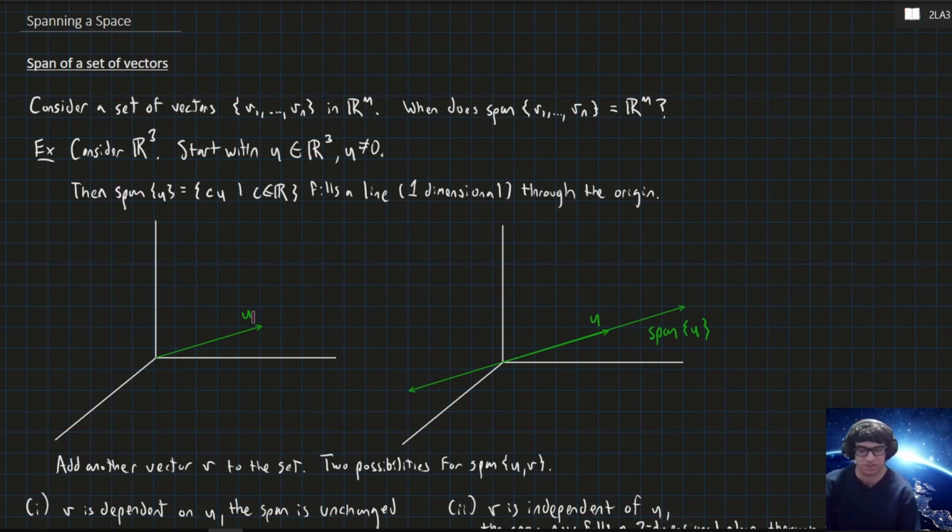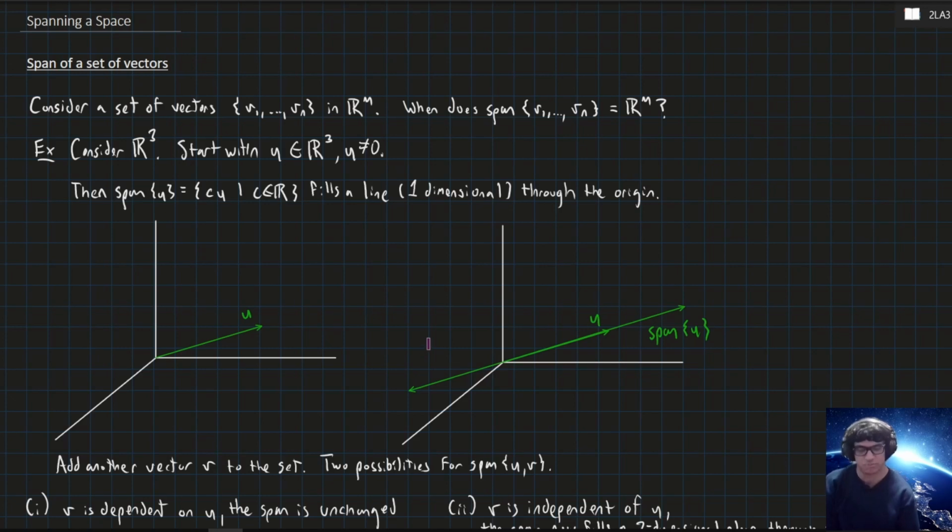Let's think about the span of just this one vector. The span of one vector is all the scalar multiples of that vector. So we have u, and we multiply u by every real number. The span of u looks like this. It's a line through the origin, right? So it's a one-dimensional space here.